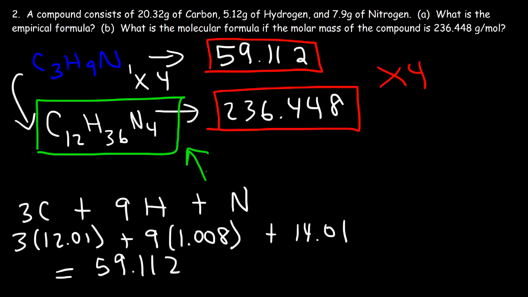So now you know how to find the empirical formula and the molecular formula if you're given the percent composition by mass or if you're given the grams of all the elements in the compound.